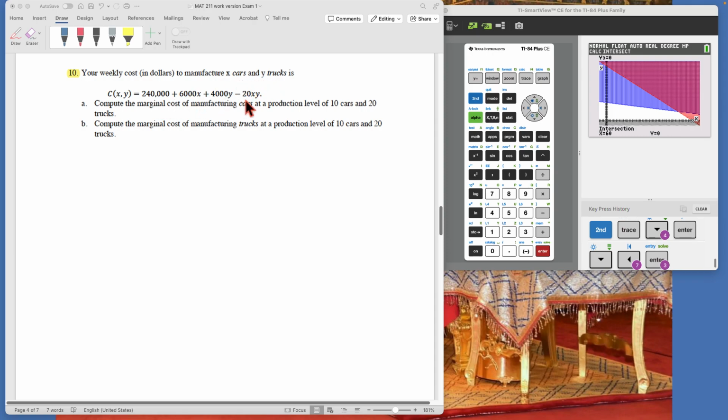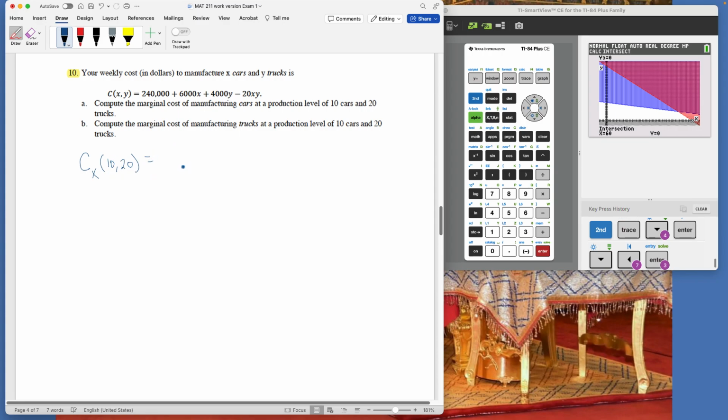So X is cars, Y is trucks. Okay, compute the marginal cost of manufacturing cars at a production level of 10 cars and 20 trucks. So what they're asking for is the first derivative with respect to X, right? Because X is cars. There we go. Okay, so we want the derivative with respect to X of the cost function. We're going to plug in 10 cars and 20 trucks, so we'll actually get a value, right?